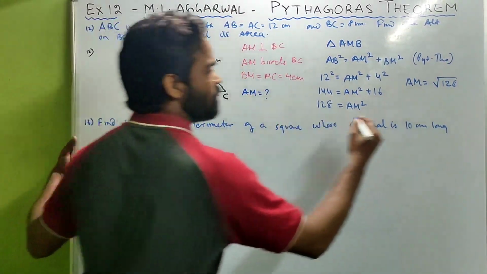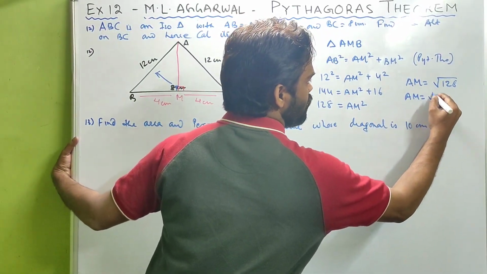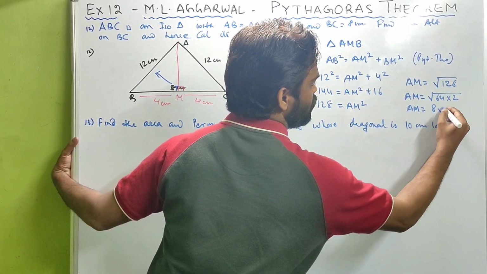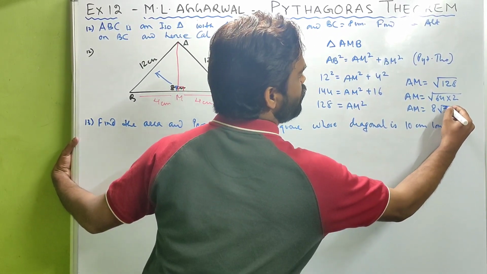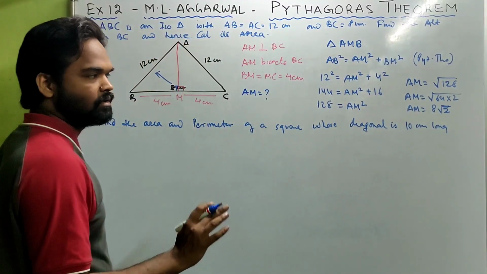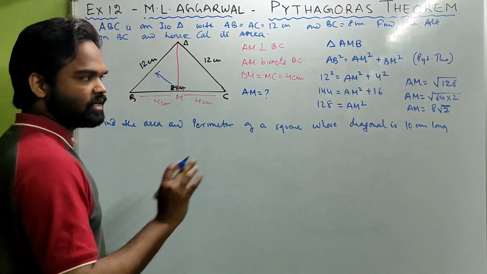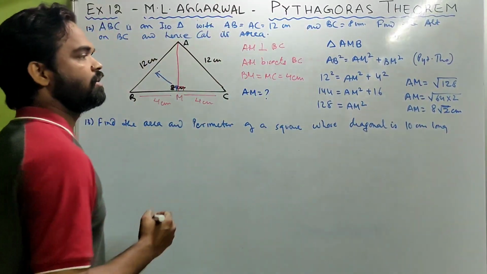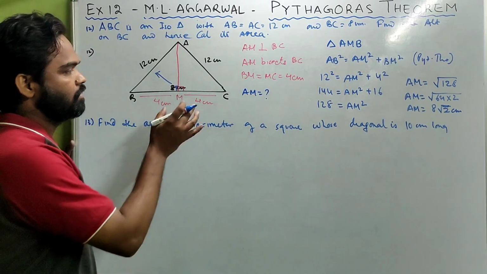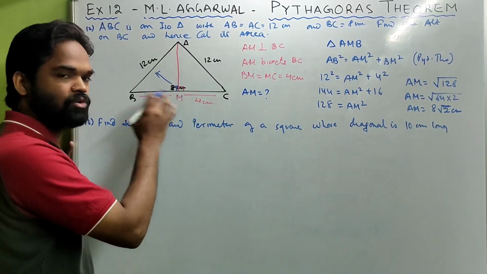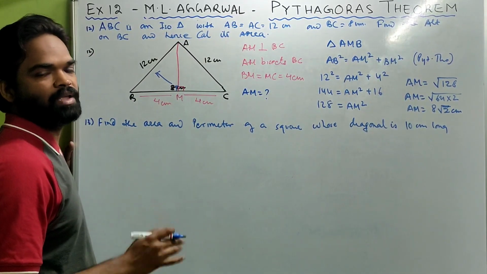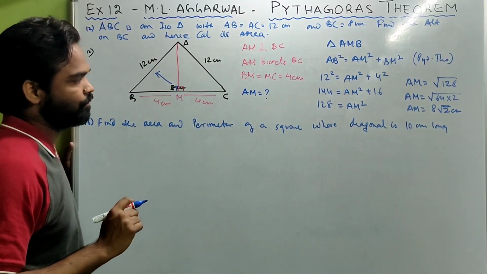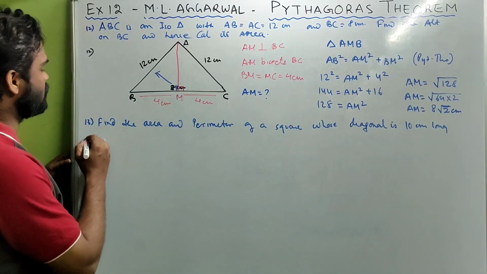Okay. Now this we need to factorize. 128 we can write as 64 into 2. So AM becomes 8 root 2, because the square root of 64 is 8, and 2 will be there only inside the root. So that's 8 root 2 centimeter. The altitude. Am I clear? Remember, the altitude bisects the base in case of an isosceles triangle.